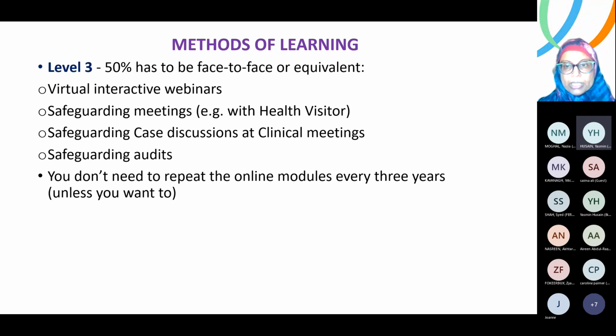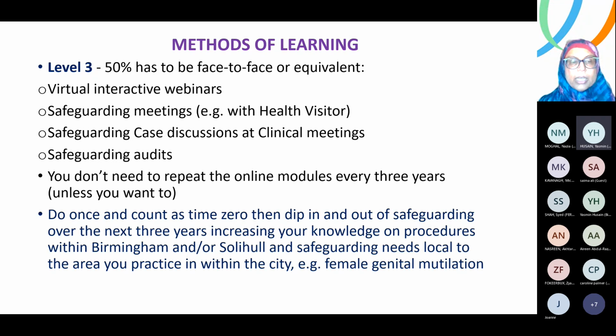And you don't need to repeat the online modules every 3 years unless you want to, as a refresher for yourself. The idea is you do it once and you count that as time 0, and then you dip in and out of safeguarding over the next 3 years, increasing your knowledge on procedures within Birmingham and or Solihull and safeguarding needs local to the area you practice in within the city. So for example, I used to work in Nechells, and in the surrounding area, the patient population, there was a lot of female genital mutilation. So it would make sense for me as somebody working in Nechells to learn more about that condition.